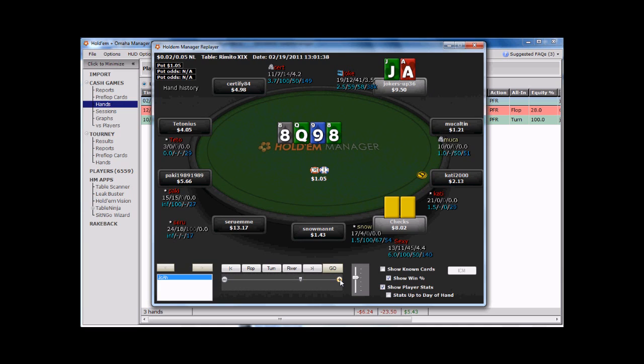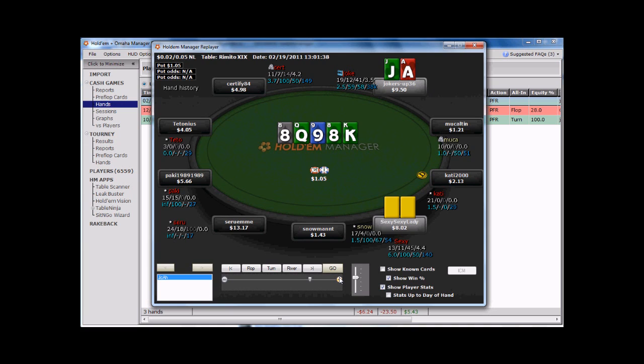So we'll see what she does. She checks. I like to check here a lot, mainly because I don't want to create such a big pot with a hand like ace high. A check back here is pretty good, and we can see what happens on the river in position.